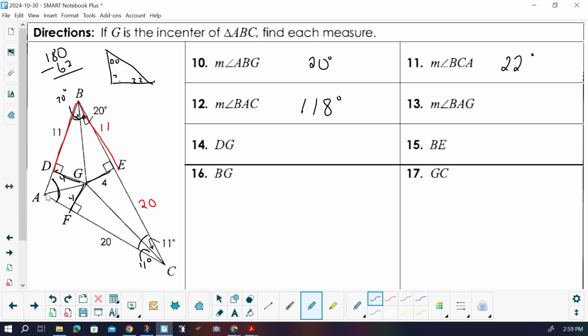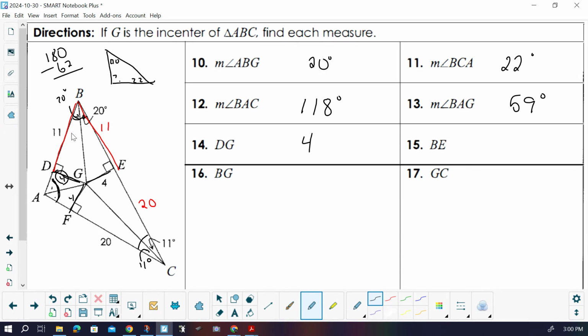BAG, ooh, that's just this side. Well, that'd be half of the 118, right? To get that one, 118 divided by 2 is 59. So each one of these is 59 degrees. All right, DG. Now this is not an angle. Now we're moving to sides. DG, I had that one, that's 4.